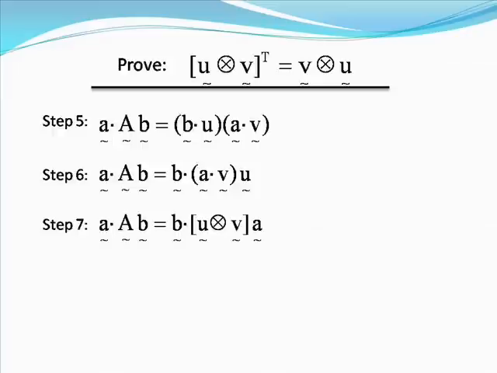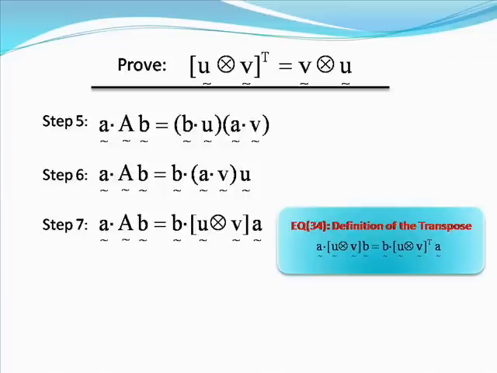In step 7, likewise, we use the definition of a tensor product and rearrange the equation once again. It is at this point that we used equation 34 from the textbook, the definition of the transpose. As you can see, the definition of the transpose is very similar to the equation that we see in step 7. Therefore, we can make the assumptions in step 8 that the tensor A is equal to the transpose of the tensor product of u and v.